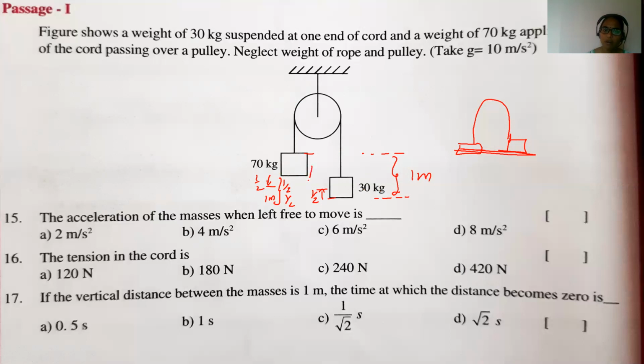So the 1 meter of distance is shared by 2. This will come 1/2 meter down, and this will go 1/2 meter up. So that means the actual distance from the 0 point to this body is half. Initially it is 1/2 meter above, it will come 1/2 meter down. And the other body, 1/2 meter down, will come 1/2 meter up. Understood? So the distance moved is this.